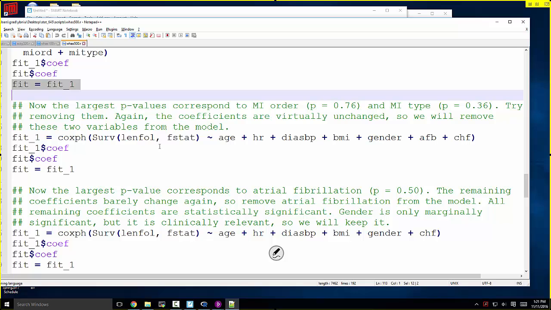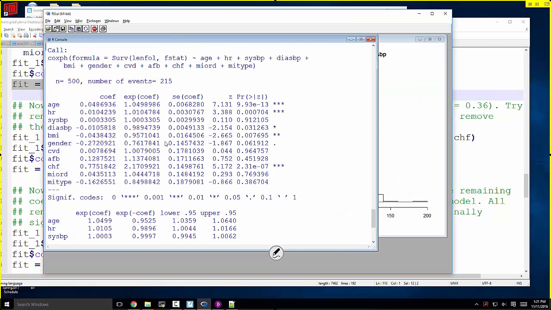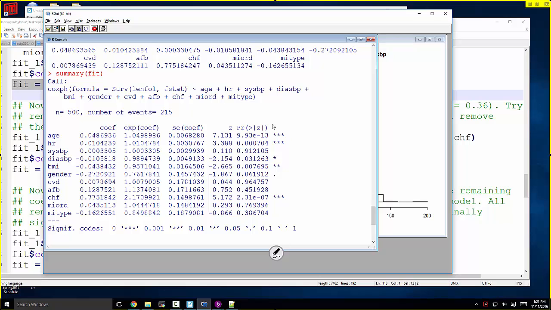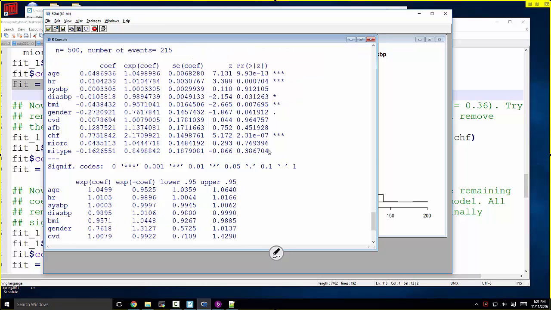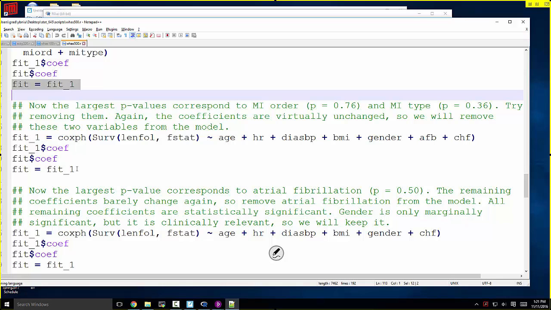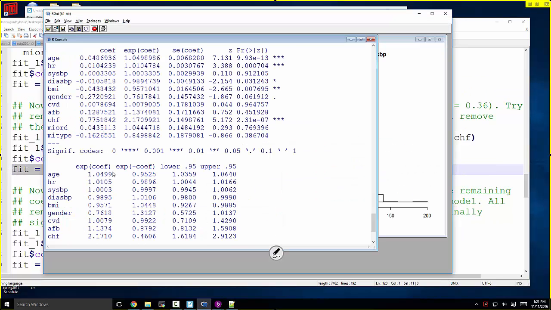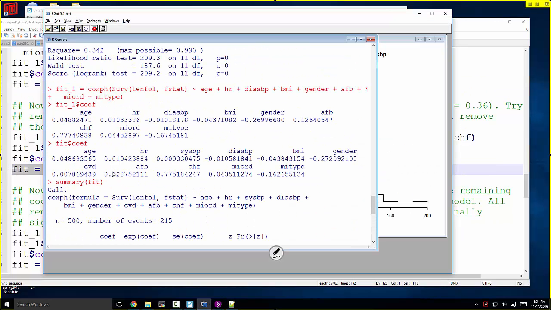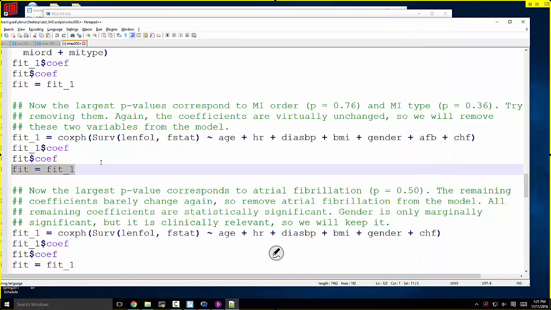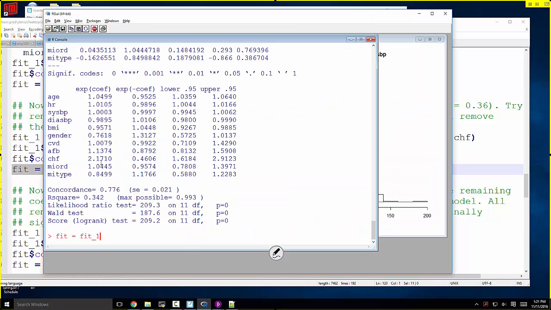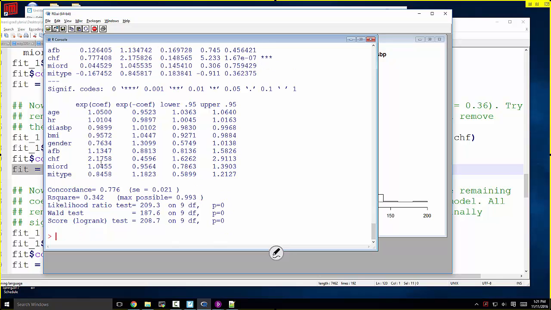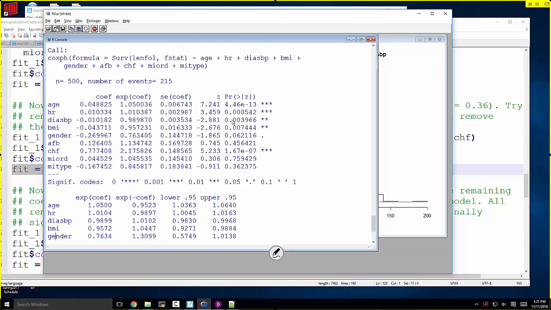Okay, so we fit our new model, and we might reconsider again. What's that? I thought I fixed it. Did I not do that? Nope. Okay, so here's our updated model.